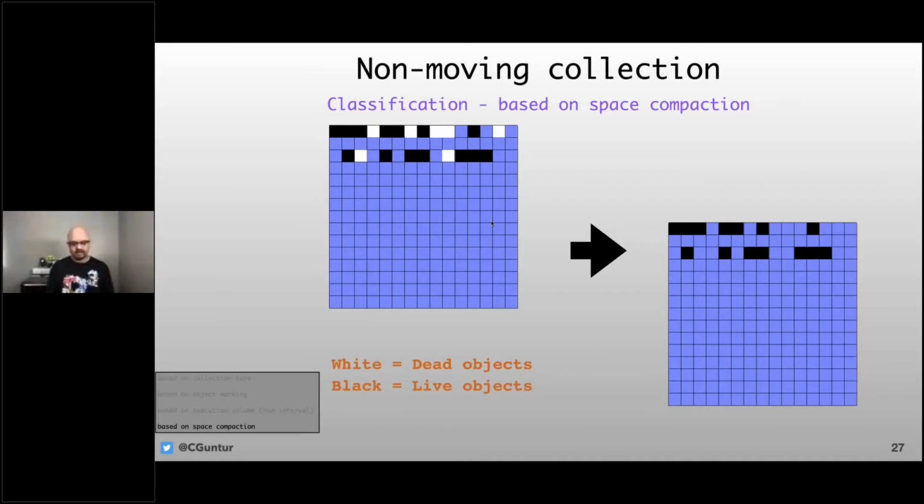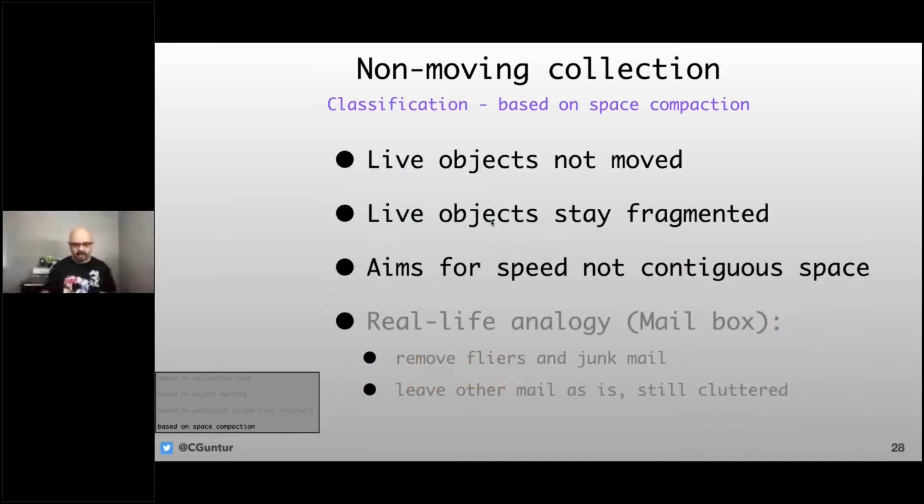The real life analogy is you have a dump of mail in front of you, and you basically go select all the flyers and you throw them out, and all the junk mail and you throw them out. But the rest of the mail is still scattered in a pile, and that is what a non-moving collection is. The benefit of this collection is it aims for speed, but not contiguous space. So if new mail comes in, you don't know where to put it. You may have some slots, some packs may be high, some may be low, but you can dump mail, but you have to manage that. And that's what a non-moving collection is.